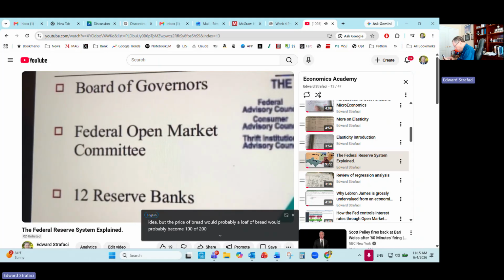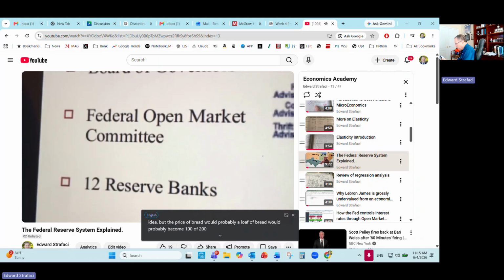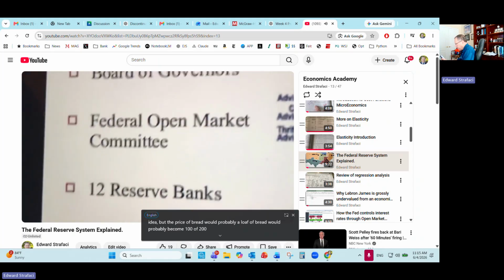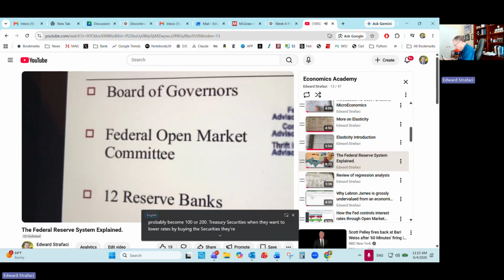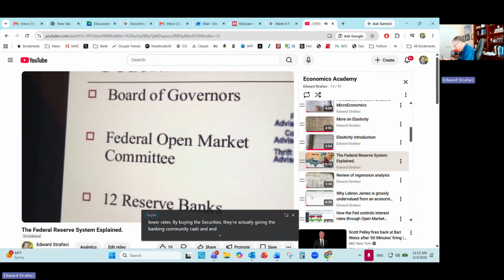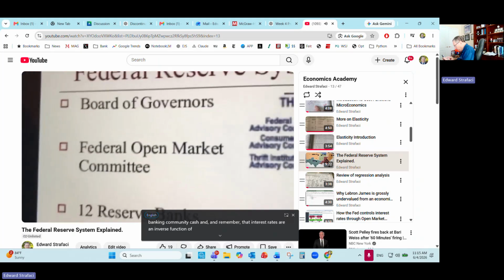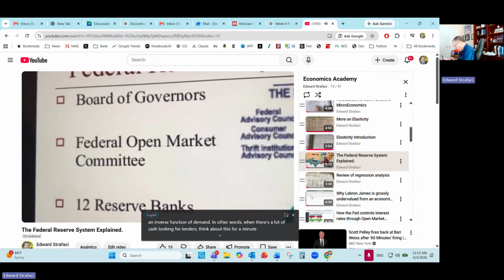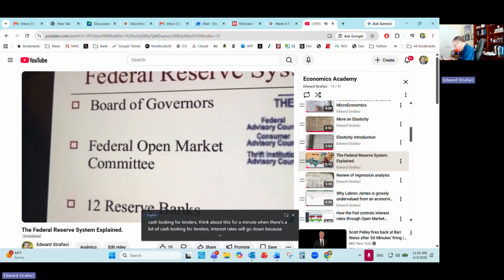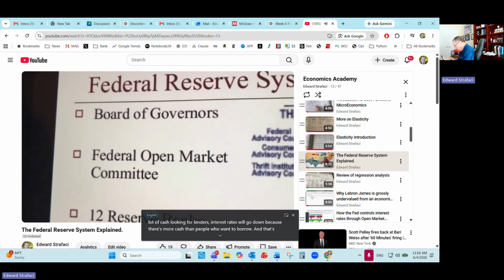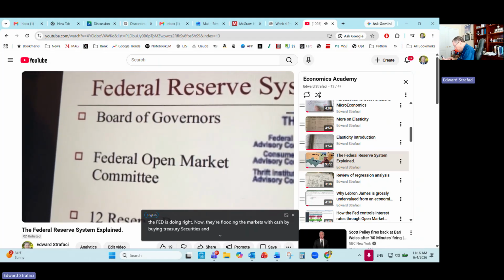So it's the Open Market Committee that buys Treasury securities when they want to lower rates. By buying the securities, they're actually giving the banking community cash. And remember that interest rates are an inverse function of demand. In other words, when there's a lot of cash looking for lenders, think about this for a minute, interest rates will go down because there's more cash than people who want to borrow. And that's what the Fed is doing right now. They're flooding the markets with cash by buying Treasury securities and lowering the rates of interest.